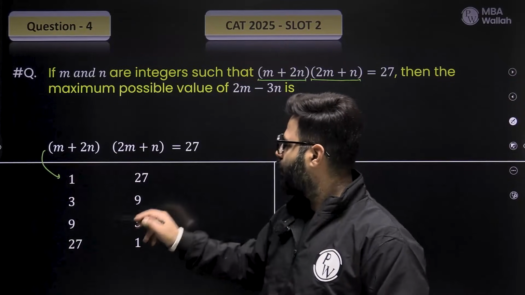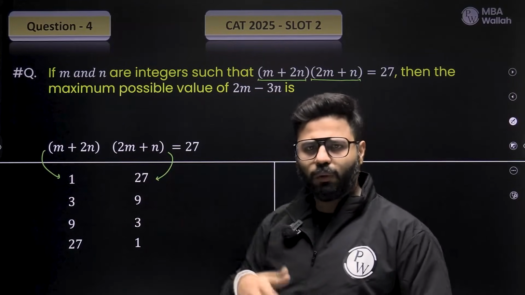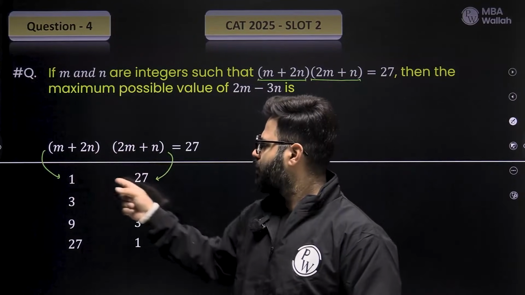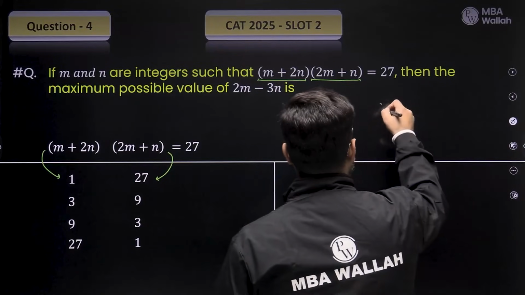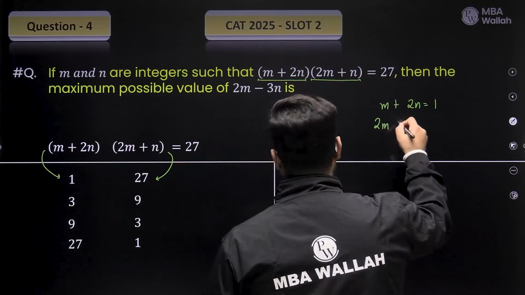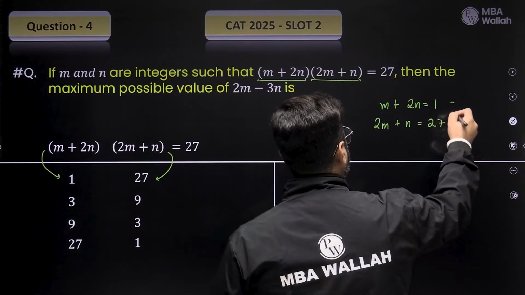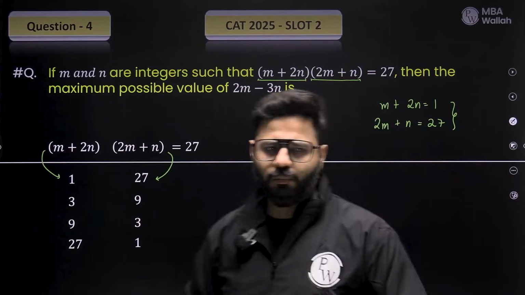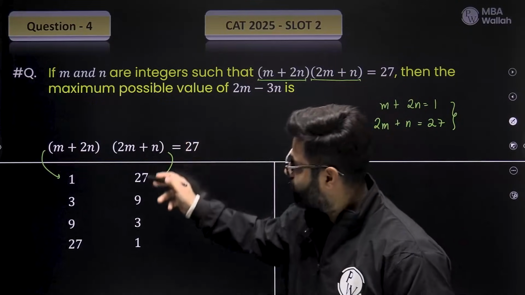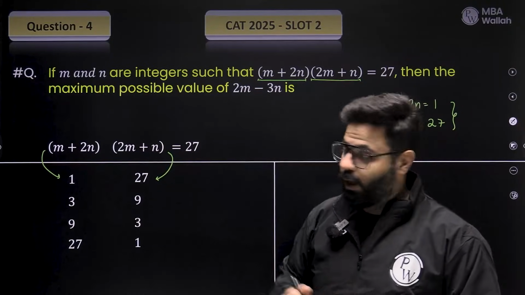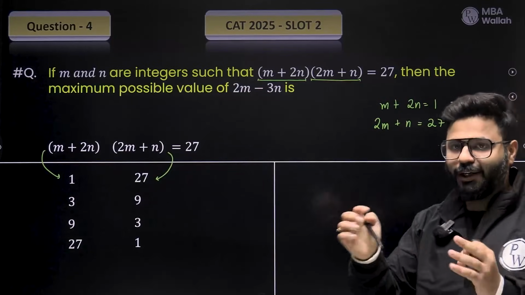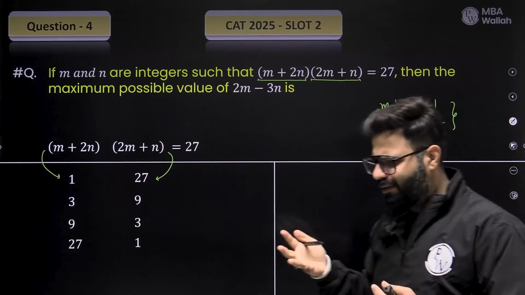Now there is one way: we equate this to this. m plus 2n is 1, 2m plus n is 27. What will we have? Two equations with two variables, right? We have mastered that. We'll go ahead and find out m and n. But in that case, we'll have 4 such equations to solve, and then 4 such equations to solve with the negative terms, minus 1 into minus 27, minus 3 into minus 9. Will I solve 8 equations?